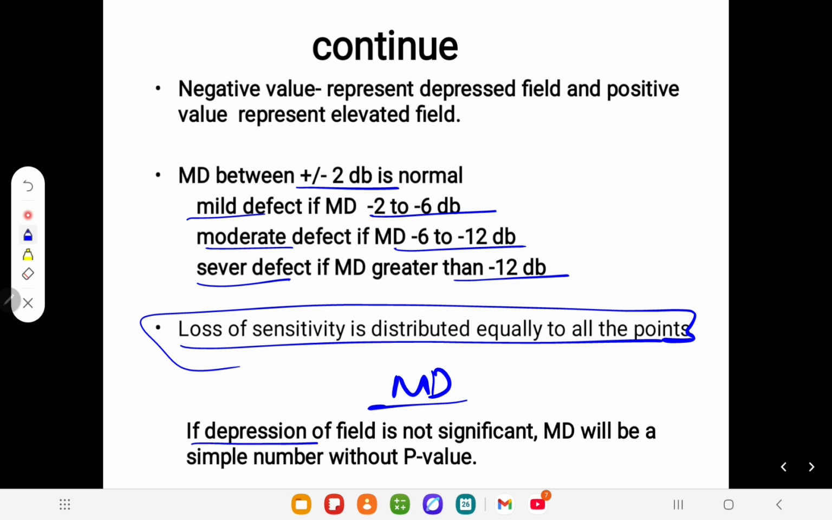Just remember, if depression of the field is not significant, mean deviation will simply be a number without a p-value. If there is a mean deviation of, for example, 2 decibel, and there is no p-value, then just leave it. Don't think about it. It's normal. Just leave it there.